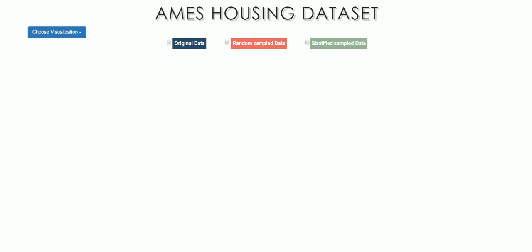Hello everyone, this is the second video for the visualization of the Ames Housing Dataset. Previously we looked at some simple visualizations of categorical and numerical attributes using bar charts and histograms. This time we are going to explore some data reduction techniques and visualize them.